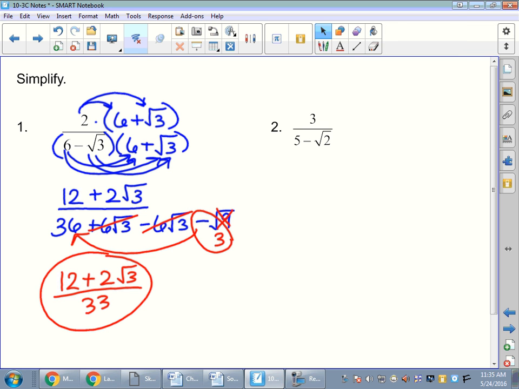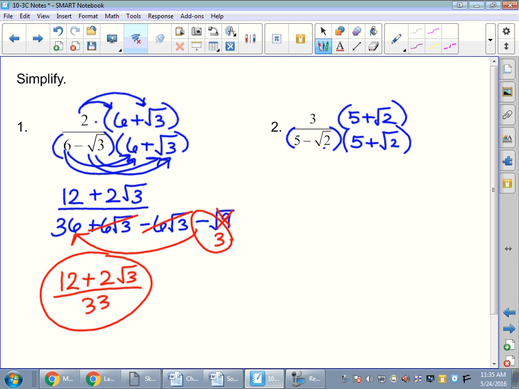So number 2, we need to multiply by a conjugate in order to get that square root of 2 out of the denominator. So I'm going to multiply both top and bottom by 5 plus square root of 2. Whatever you do to the bottom, you must also do to the top to keep it equivalent. Distribute the 3. 3 times 5 is 15. 3 times root 2 is a positive 3 root 2.